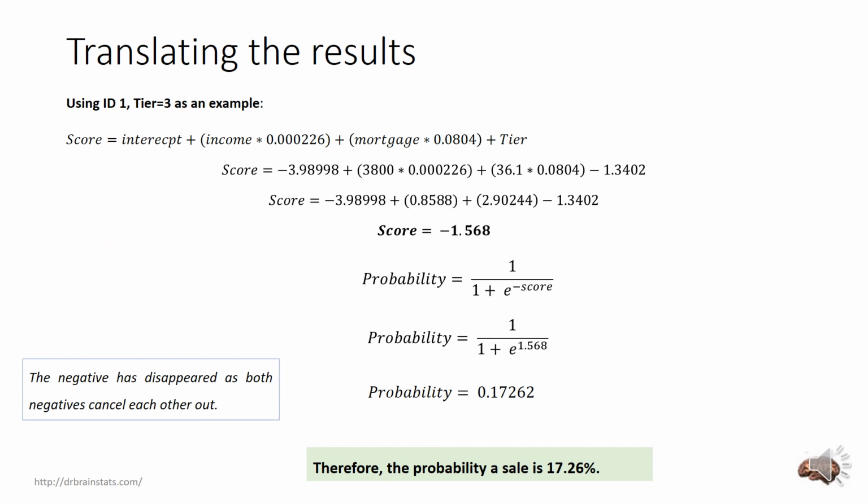So let's use ID1, which has a tier 3 as an example. I'm not going to work out all these numbers, but when you get our linear equation, the result is minus 1.568. Now to convert this into the probability, use the following methodology, which gives us a probability that the sale is 17.26% for ID1.